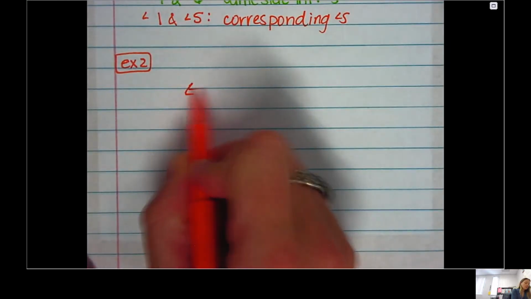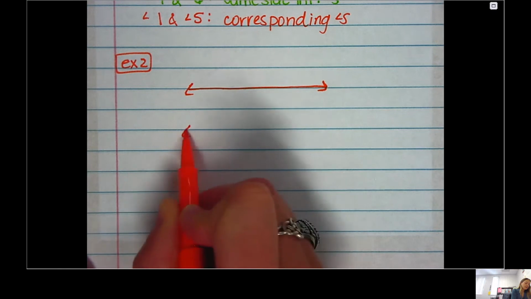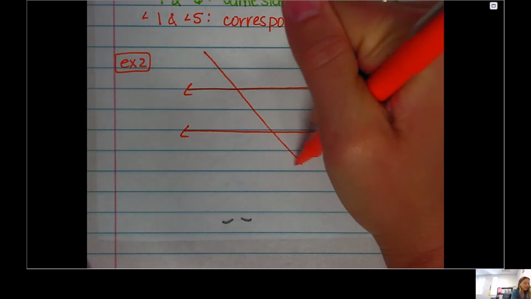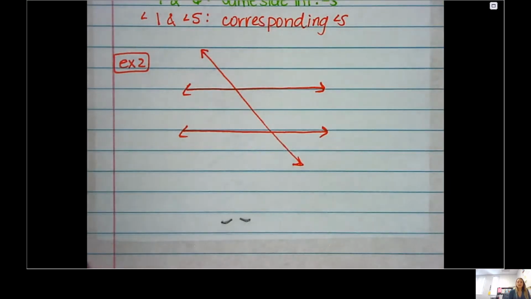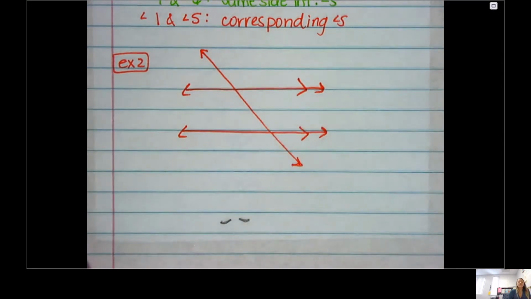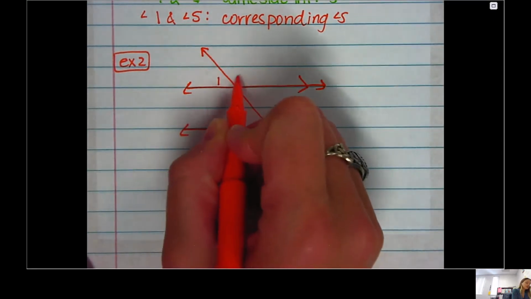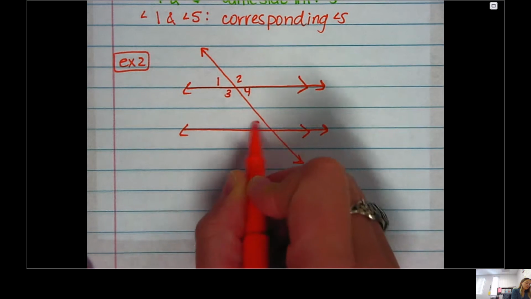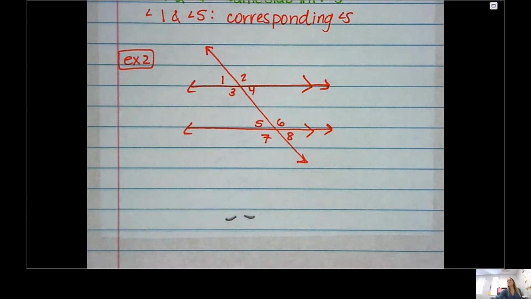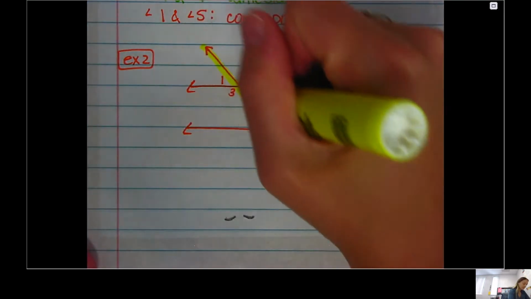Again, I'm going to draw 2 parallel lines. But this time I'm going to put my transversal going the other way. Same picture, essentially. I'm going to label the numbers exactly the same as before, 1, 2, 3, 4, in the same order. And then I'm also going to highlight my transversal line. Okay.